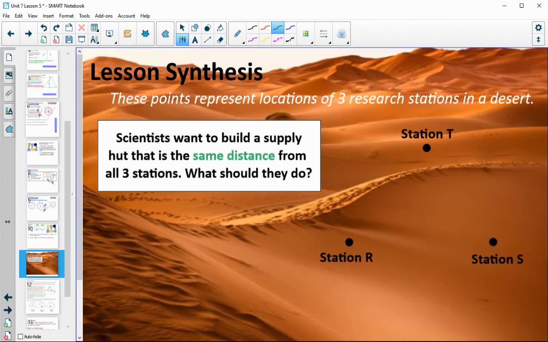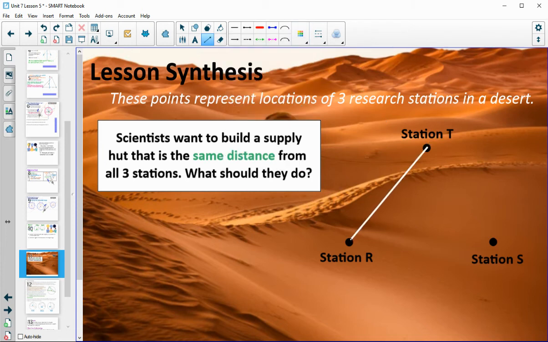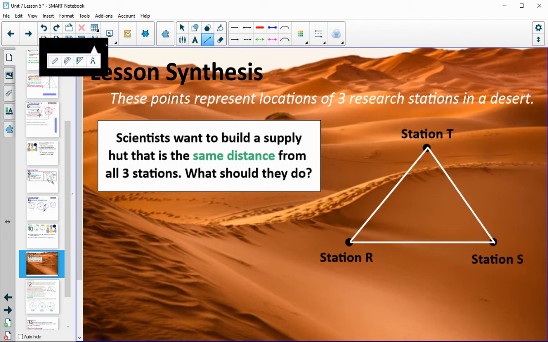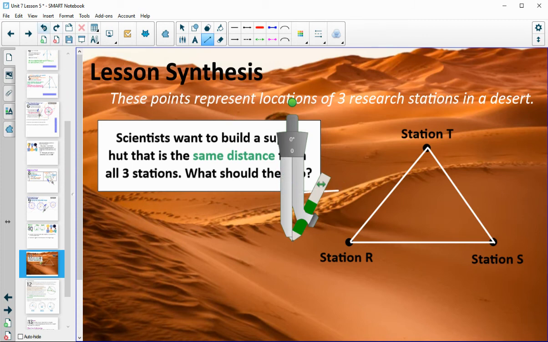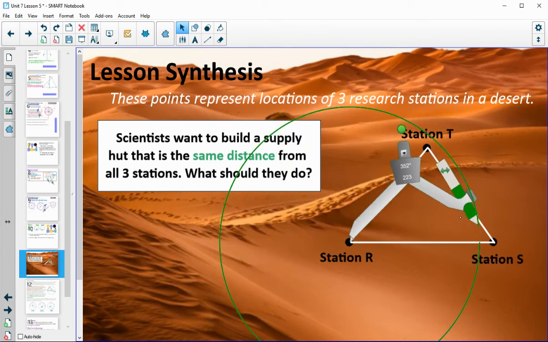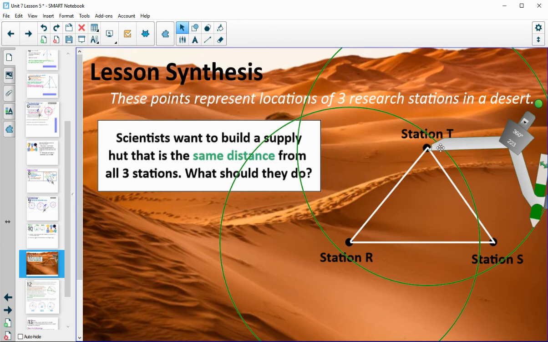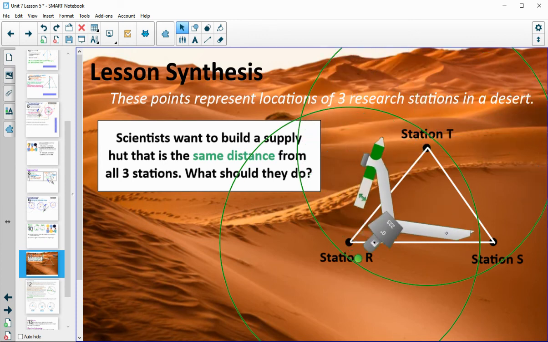All right, so if we think about a desert, we have scientists who want to build a supply hut the same distance from all 3 stations in the desert. So what should they do? If we want a point that's equidistant from all of these, what we really want to construct is the circumcenter. So we want to think of this as a triangle. If we construct the circumcenter, then we would get the point that's equidistant from each of these. Once you have your circumcenter, you know that it's equidistant from all of those points.